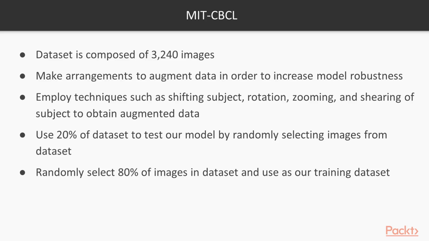The MIT-CBCL dataset is composed of 3,240 images. In our model, we will make arrangements to augment the data in order to increase model robustness. We will employ techniques such as shifting the subject, rotation, zooming, and shearing of the subject to obtain this augmented data. We will use 20% of the dataset to test our model by randomly selecting these images from the dataset. Similarly, we randomly select 80% of the images in the dataset and use this as our training dataset.